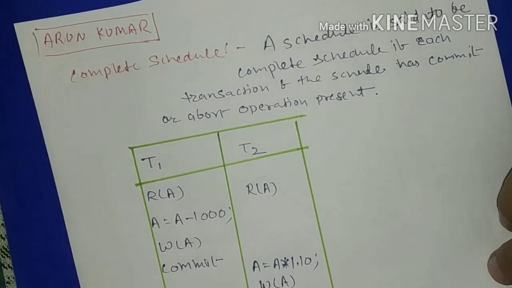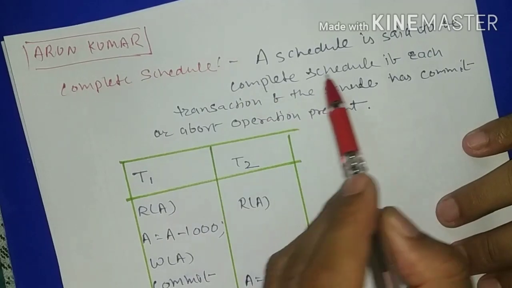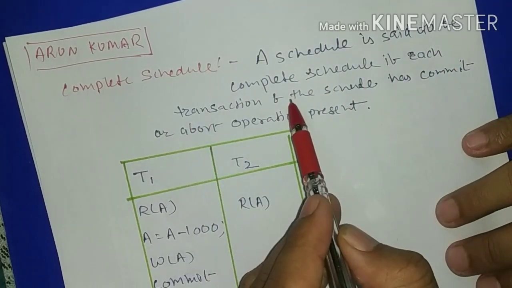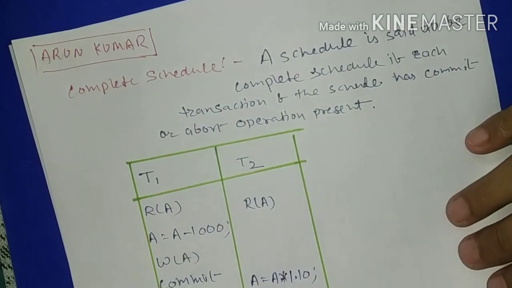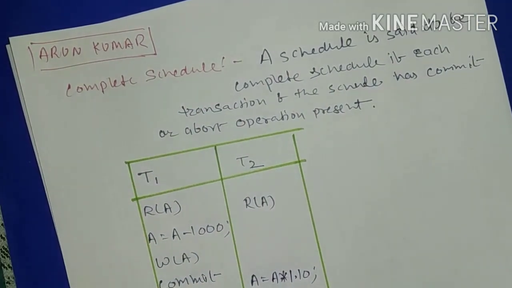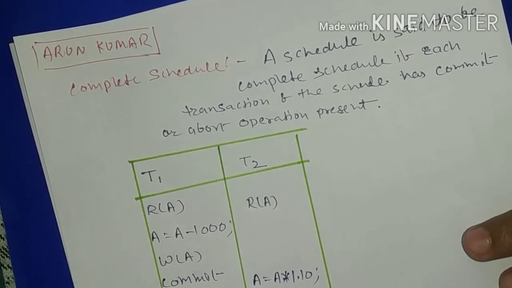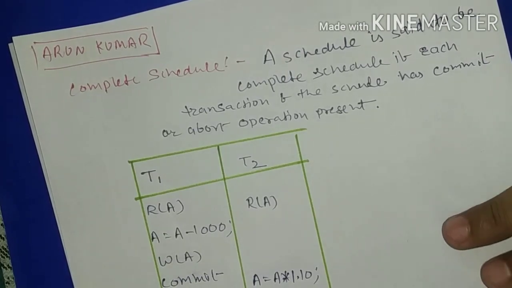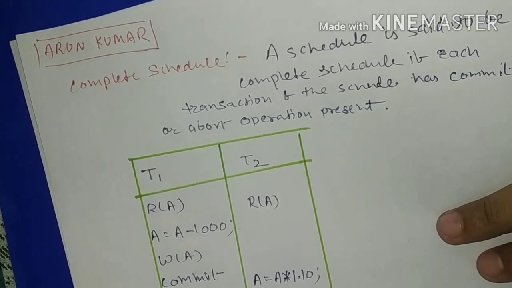Next is the complete schedule. A schedule is said to be a complete schedule if each transaction of the schedule has a commit or abort operation present. In each schedule there are two such operations, commit or abort. If all the transactions of the schedule have a commit or abort present, then we call the schedule a complete schedule.